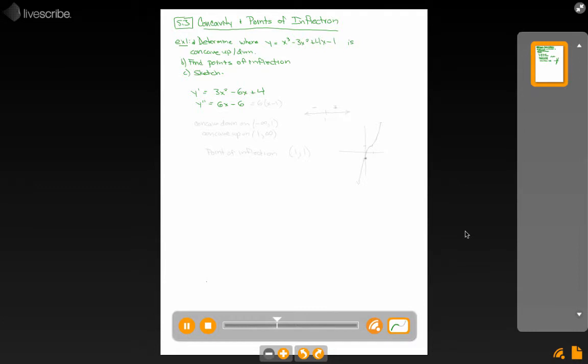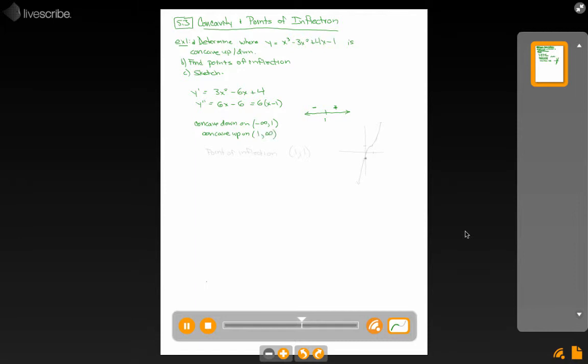Looking at the second derivative, there's only one value of particular interest, and that is what's going on at x equals 1. So take a look at x equals 1, and to the left of it, to the right of it, if I put in a number below 1, the second derivative is negative. If I put a number greater than 1, the second derivative is positive. So what we have here is concave down on the interval everywhere from negative infinity to 1, and then concave up on the interval from 1 to infinity.